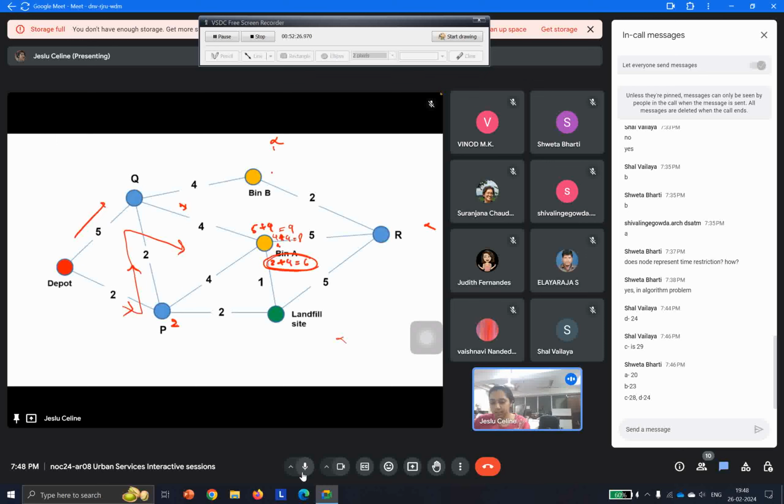Now, parallelly, I'm checking B's case. So now this infinity of B is gone. Depot to B, the first one, the typical one, is 5 plus 4, which is 9.